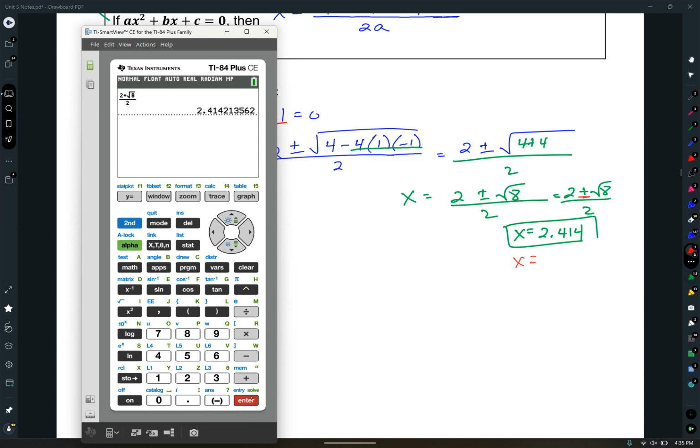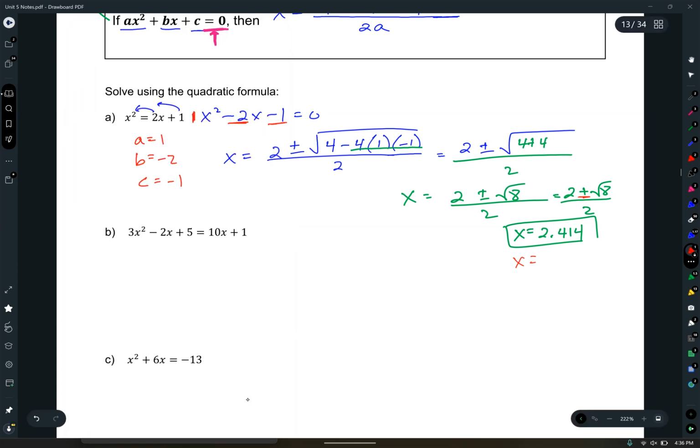What you could do is, instead of retyping it, do a copy and paste and just go back and change that plus into a minus. If that's a minus, then my answer is negative 0.414. And no wonder I couldn't factor it, because I never would have thought to come up with 2.414 or negative 0.414. So I still had multiple solutions because of the plus or minus.